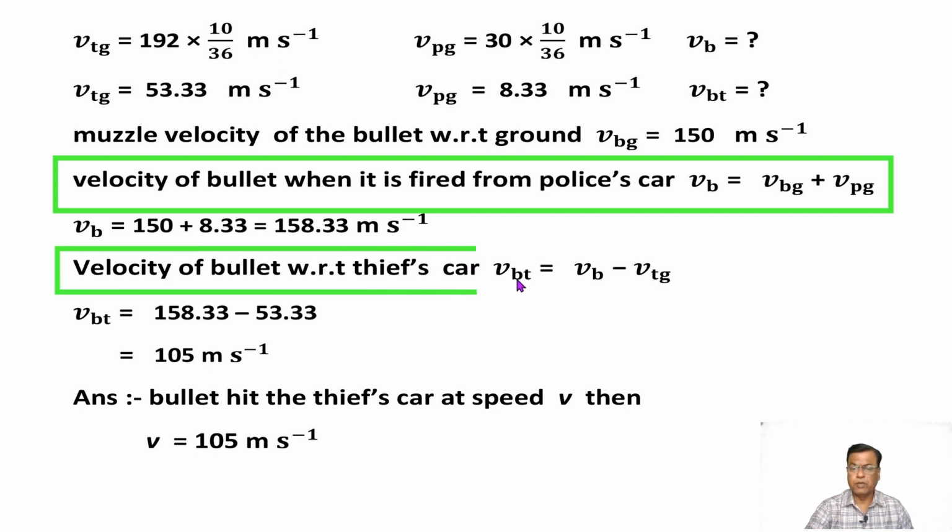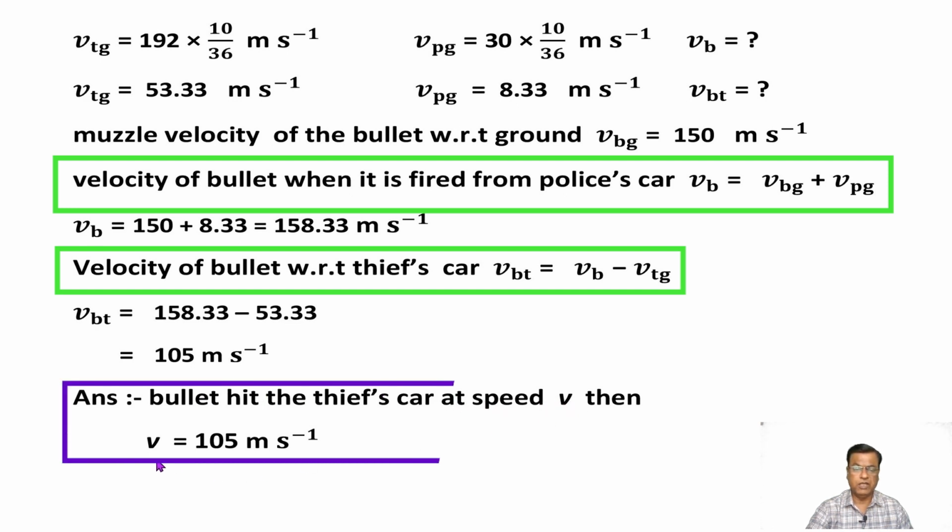Velocity of the bullet with respect to thief car, VBT, this is the question. तो पहले बुलेट की वेलोसिटी में से थिफ कार की ग्राउंड के रिस्पेक्ट में वेलोसिटी सब्ट्रैक्ट करेंगे। This is the relative velocity. So 158.33 minus 53.33, so we have 105 meter per second. This is the velocity of the bullet with respect to thief car. So the bullet hits the thief car at the speed V, then V equals 105 meter per second.